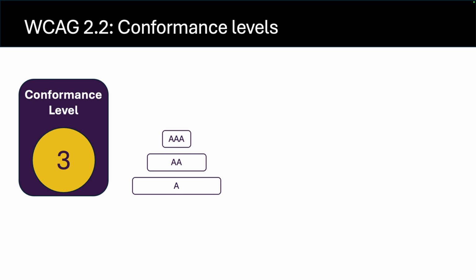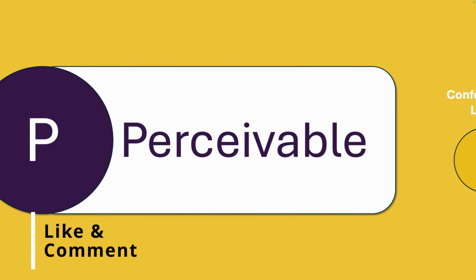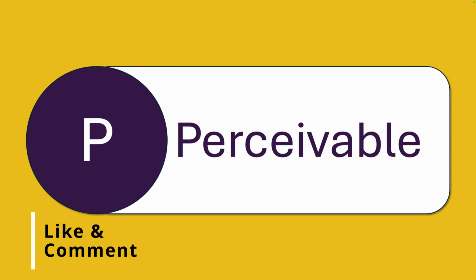The pinnacle of conformance levels is triple A. Consider this, it's like climbing Mount Everest. Not everybody can do it, right? So this is where all successful organizations such as Google, Microsoft, name any Fortune 500, they stick with single A and double A. With this, we enter the first principle, which is perceivable.